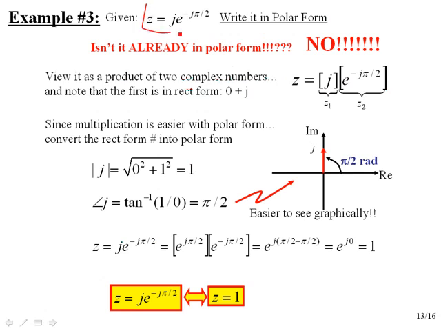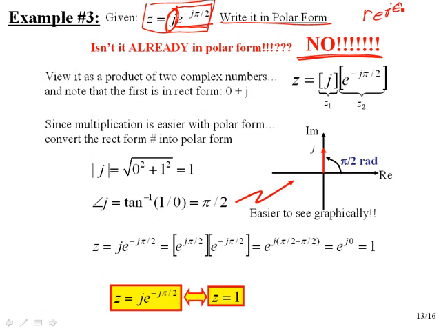Example 3. Given this, write it in polar form. Now you might think, gee, it sort of looks like it's already in polar form, but it's not. It is not in polar form because we have some number times e to the minus j. This part is in polar form, but this is not a magnitude, not a real number out in front, certainly not a positive real number. So our strict definition is polar form is some real number times e to the j, some real number. So if it's not in that strict form, then it's not in polar.